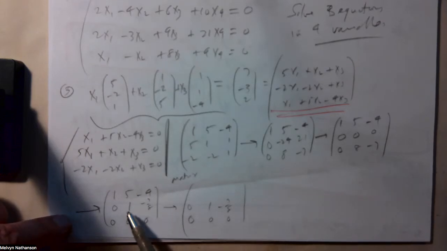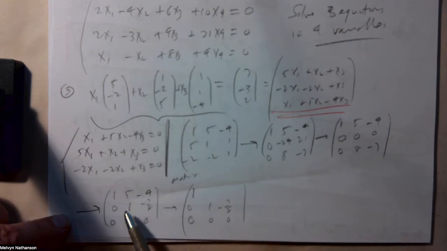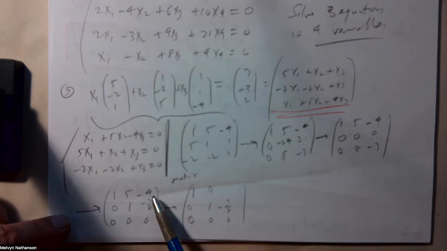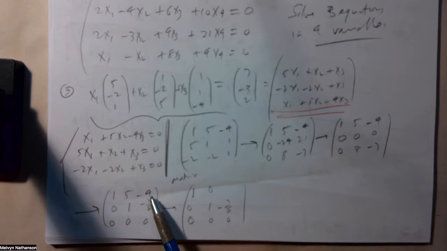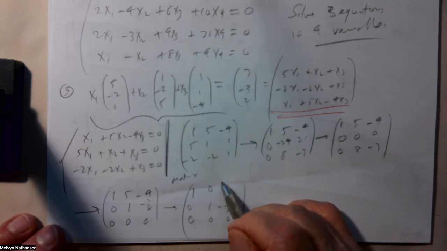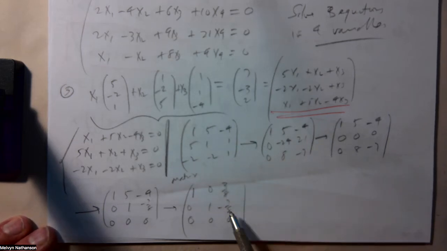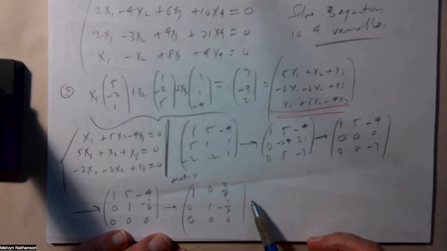If I take the first row minus 5 times the second row, I get 1 minus 0, 5 minus 5. Minus 5 times this is 35 over 8. Minus 4 is minus 32 over 8. So if I multiply this by minus 5, I get 35 over 8. Minus 32 over 8. This is correct. This is 3/8. Now, this matrix is in reduced row echelon form.